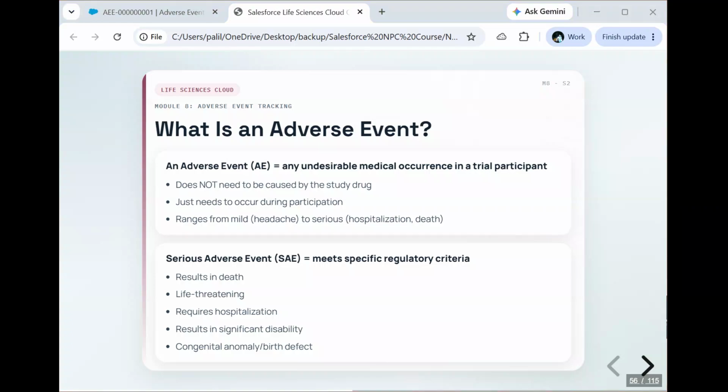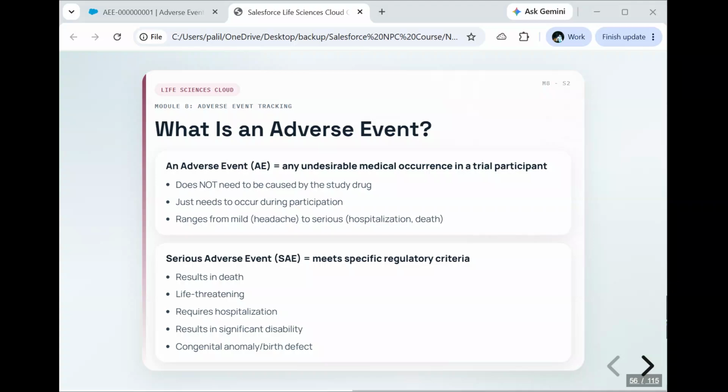An adverse event is any undesirable medical occurrence in a patient participating in a clinical trial. The key word is any. It doesn't have to be caused by the study drug. If a participant breaks their arm while enrolled in a trial, that's an adverse event. If they develop a cold, that's an adverse event. The classification of the event, which we will look at in a moment, determines what needs to happen next.